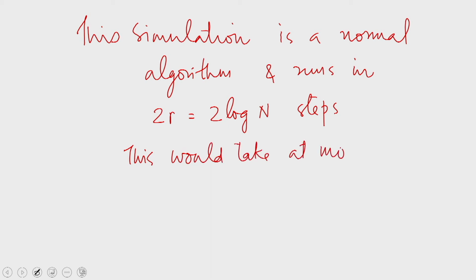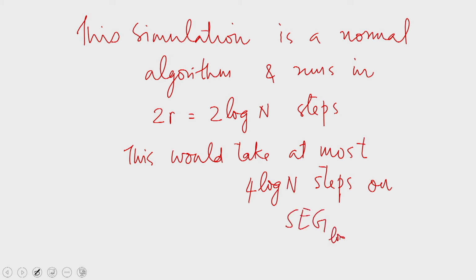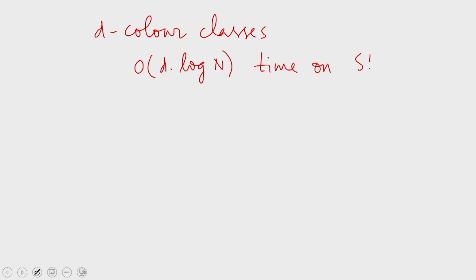at most 4 log n steps, ignoring the smaller order terms, on a shuffle exchange graph of the same dimensions, which is log n. So, what we find is that one single step can be simulated in order of log n time on a shuffle exchange graph. But this is only one of the steps, that is, we considered only one color class, but since the interconnection network had d color classes, simulating all these color classes would take order of d log n time on a shuffle exchange graph of dimensions log n.